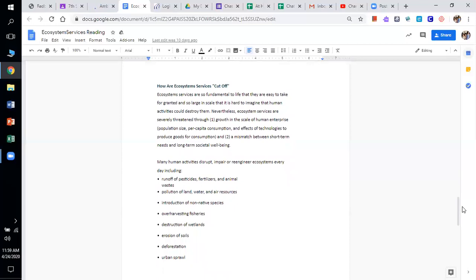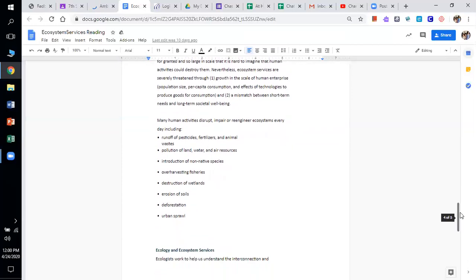How are ecosystem services cut off? Ecosystem services are so fundamental to life that they're easy to take for granted, and so large in scale that it's hard to imagine that human activity can destroy them. Nevertheless, ecosystem services are severely threatened through, one, growth in the scale of human enterprise: population size and per capita consumption, meaning how many people live in one space and what they are consuming, and how this affects technologies to produce goods for consumption. And two, a mismatch between short-term needs and long-term societal well-being.